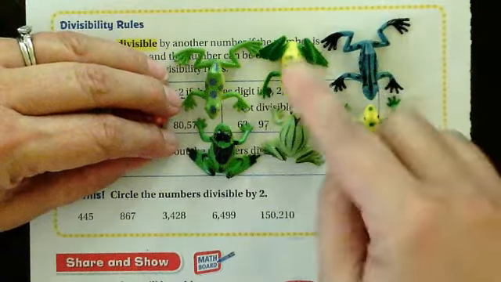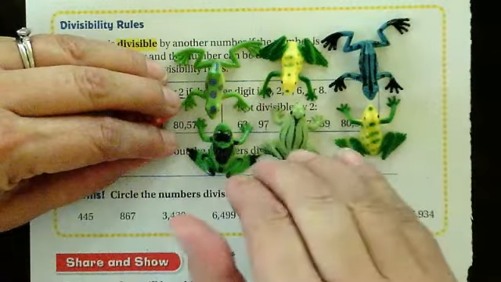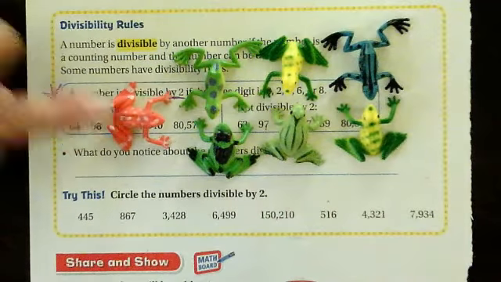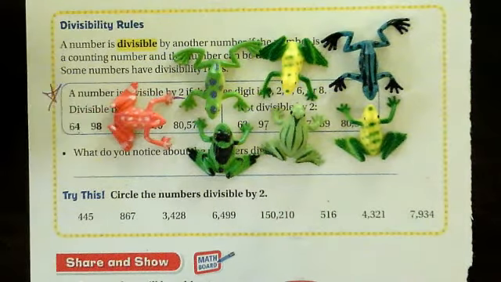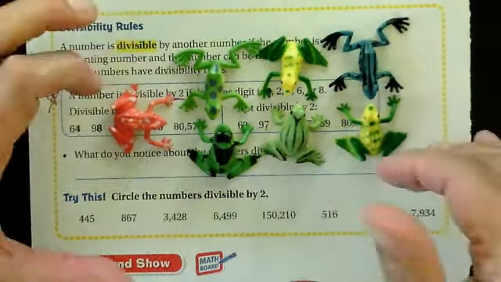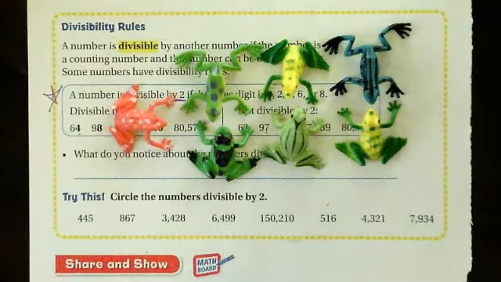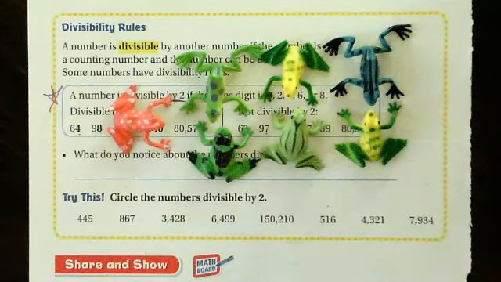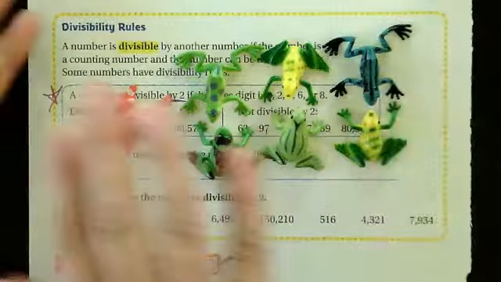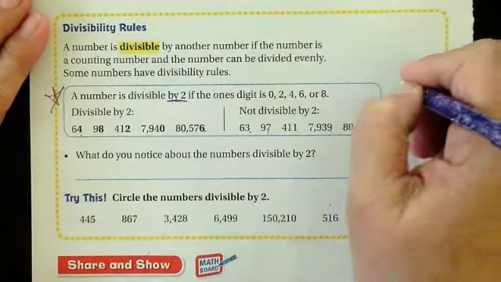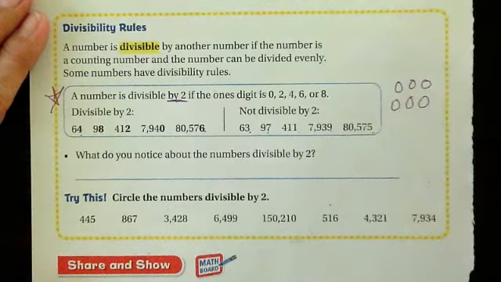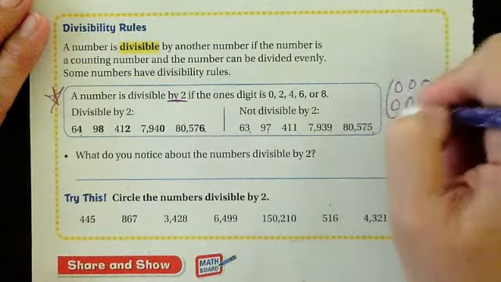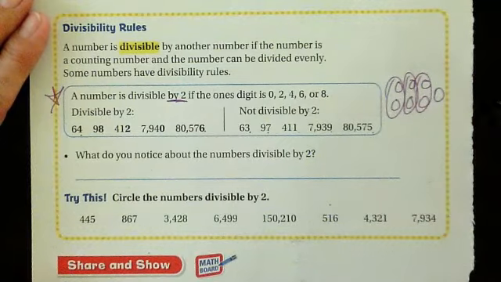So like 1, 2, 3, 4, 5, 6. 6 is an even number. I can make even pairs. 7 is an odd number because Pinky here doesn't have a buddy. All right, so this is a model that I could make to show that a number is either divisible by 2 or not divisible by 2. You could do the same things with circles, right? That's 6 and it's divisible by 2. 7 is not. You could circle the pairs and see that you have one left over.